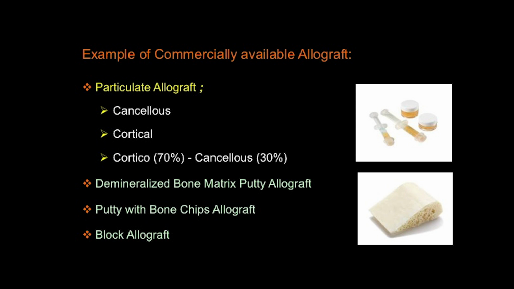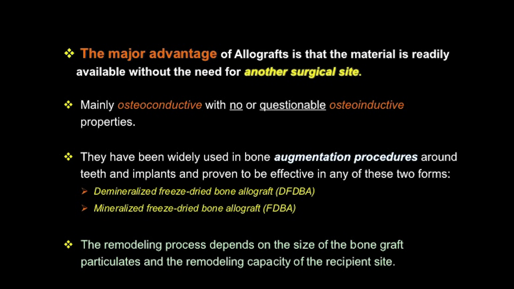Whether it's cancellous allograft, and I use this mainly in socket augmentation. Cortical allograft or corticocancellous allograft, but the cortical will be more, 70% cortical, 30% cancellous. It comes in the form of demineralized bone matrix putty allograft as well, putty with bone chips, or it comes as block allografts. The major advantage of allograft is that the material is readily available without the need for another surgical site. Yes, it's taken from the same species from cadavers, but it's available.